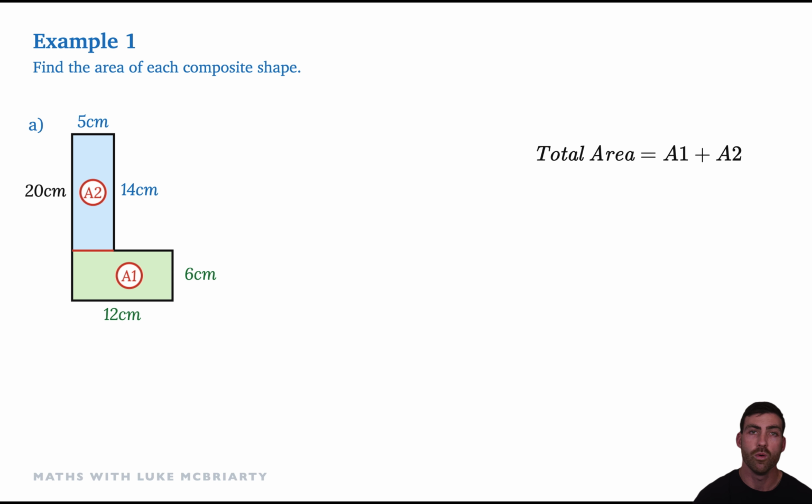Now that we have all the measurements, we can find the area. Starting with area 1. Since we're finding the area of a rectangle, let's start by writing down the formula. Base times height. Then we substitute the base and height into the formula, and 6 times 12 equals 72 squared centimeters.